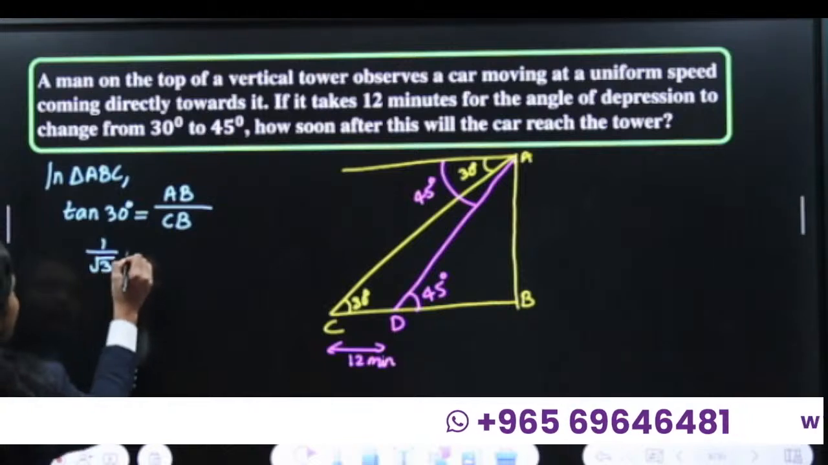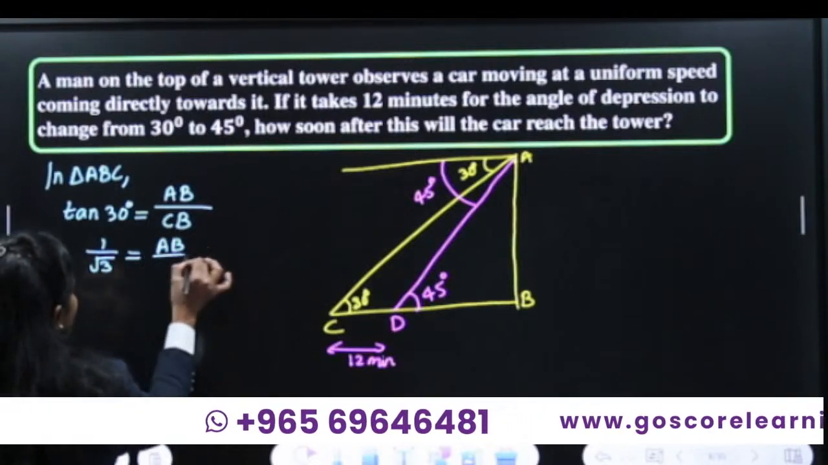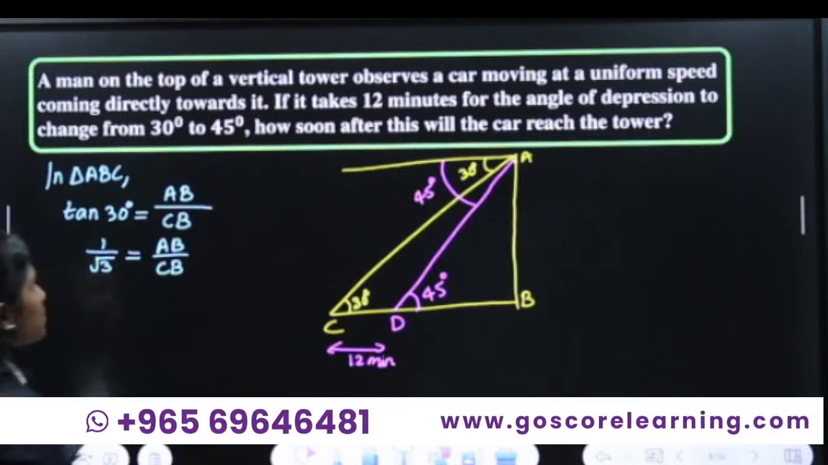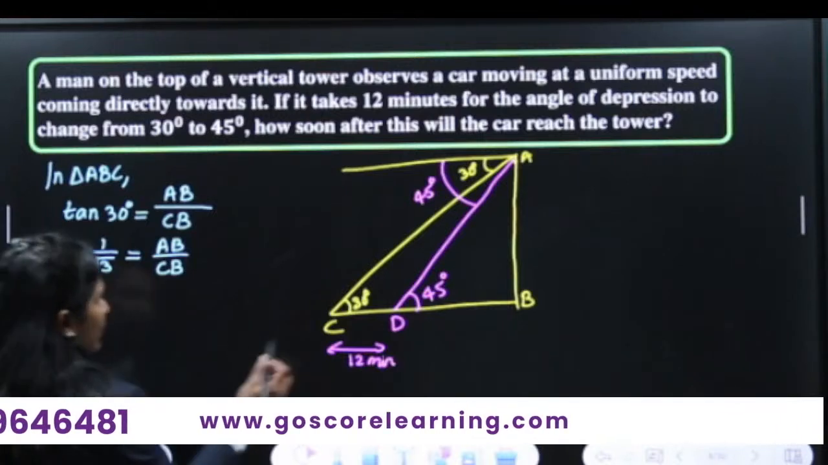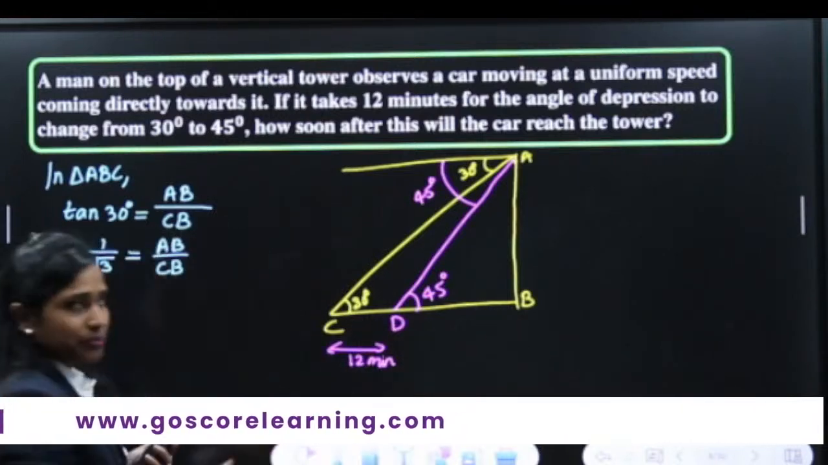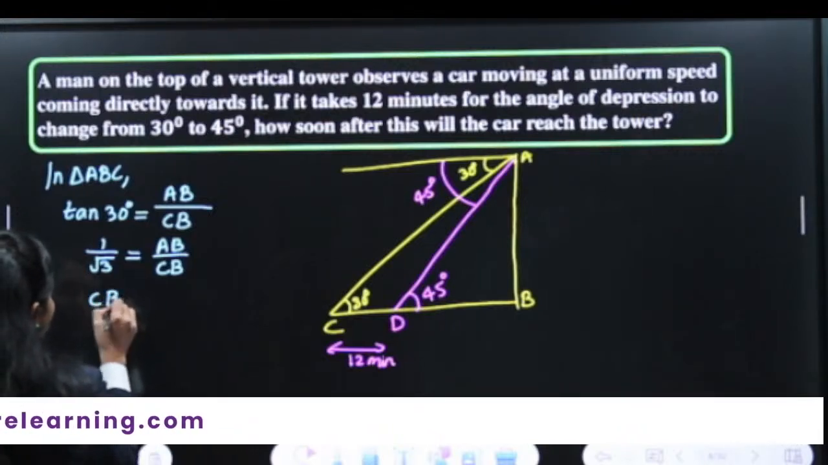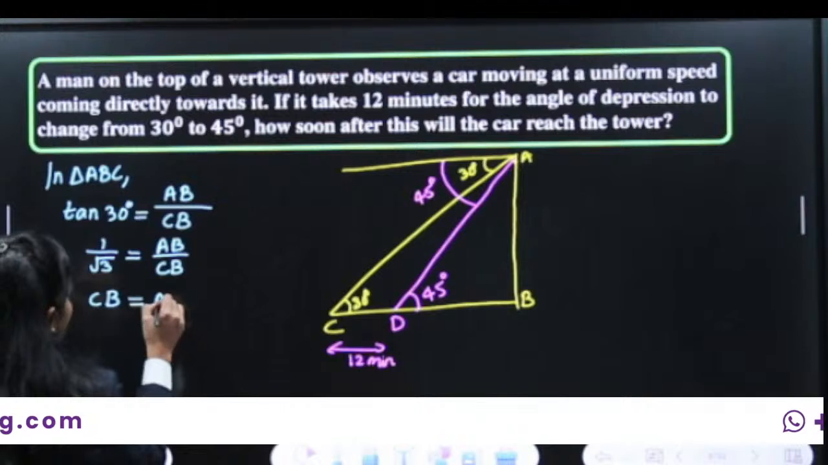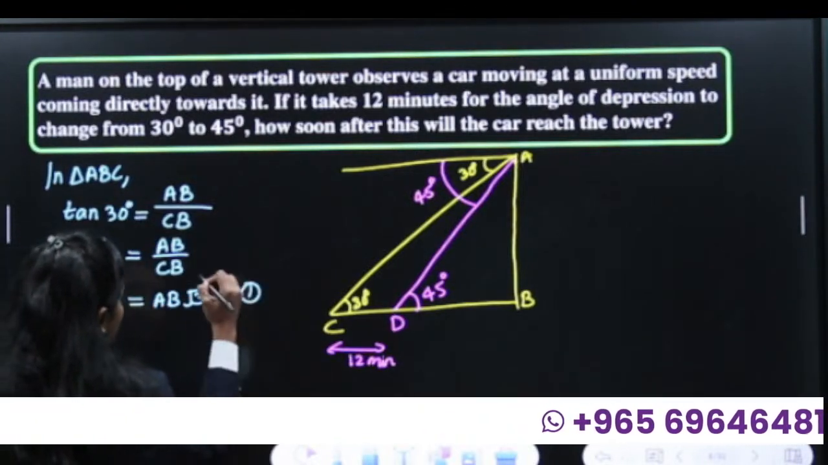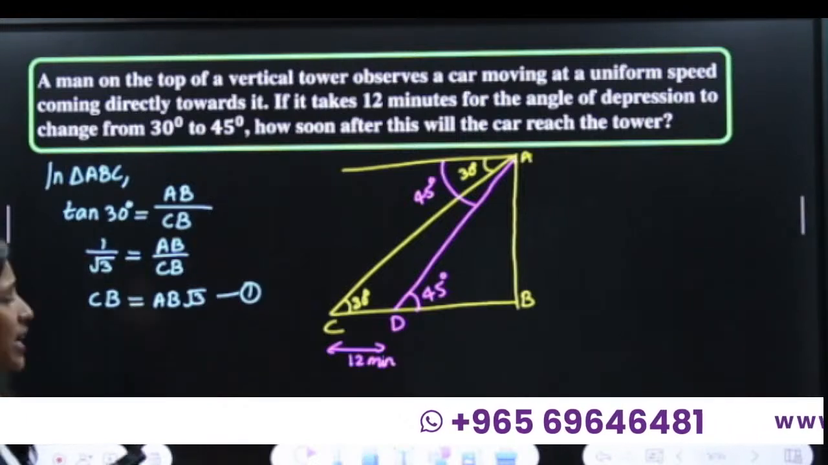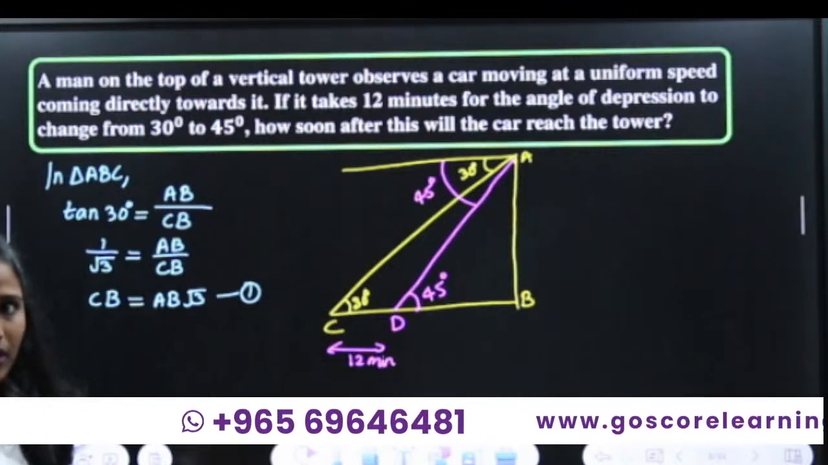You have to give much attention to this question. So AB by CB is 1 by root 3. We need this distance to find the time, so we will check for CB. CB is equal to AB root 3, which is our first equation. From the first triangle ABC, we got CB equal to AB root 3. Clear?